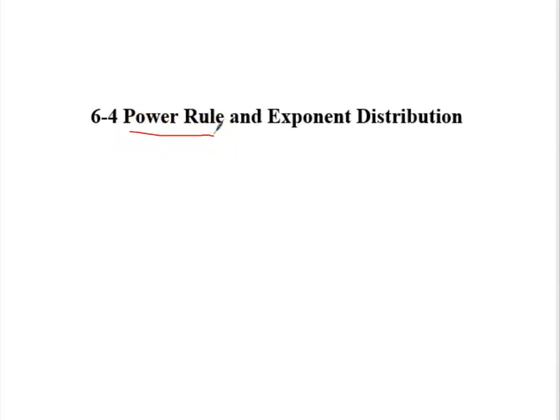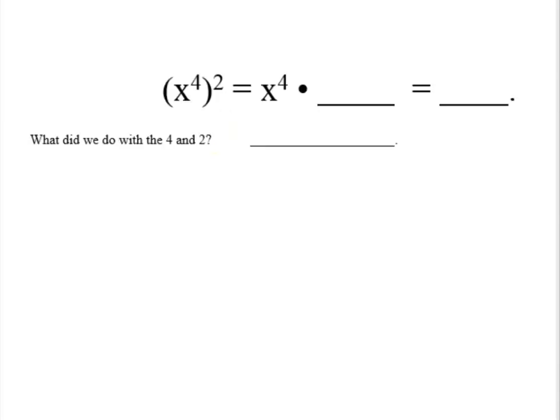And the next one is going to be the power rule. If I look at x to the fourth squared, when I square something, that simply means I'm going to take x to the fourth and multiply it by itself. So it's x to the fourth times x to the fourth. And as we learned, when we have exponents with the same base, we add our exponents together. So it becomes 4 plus 4, which is x to the 8th.